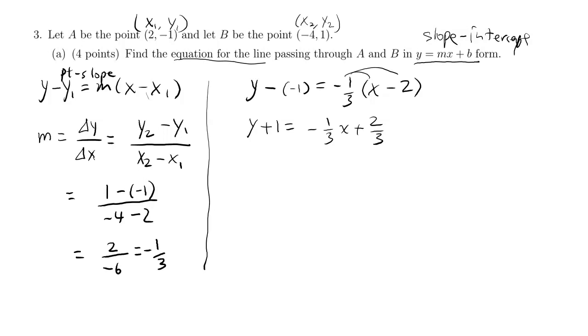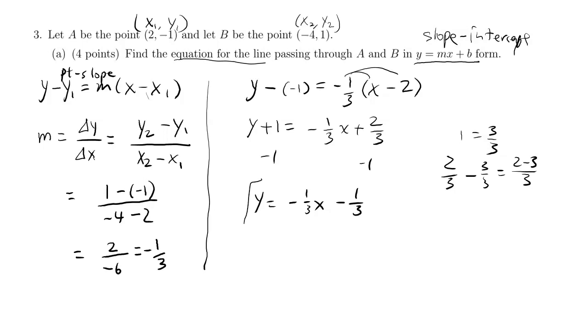Okay, we're almost there. We just have to subtract 1 both sides, and you get y equals to -1/3 x, 2/3 minus 1. Well, 1 is 3 over 3, right? So if you do 2/3 minus 3 over 3, that's 2 minus 3 over 3. 2 minus 3 is -1, so it's -1/3. So that is the final answer.